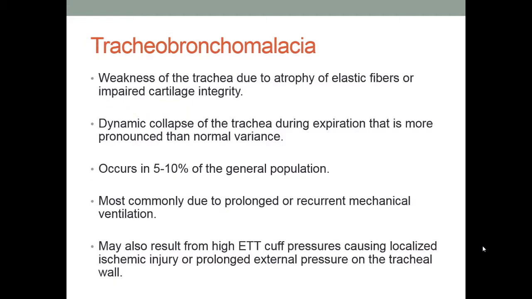Tracheobronchomalacia is one of them. That's a weakness of the trachea, or in the case of tracheobronchomalacia, the bronchioles as well, due to atrophy of the elastic fibers or impaired cartilage integrity. This leads to a dynamic collapse of the trachea during expiration that's more pronounced than what we see in the normal population. There is some collapse of the trachea normally, and this occurs in about 5 to 10% of the general population that are asymptomatic.